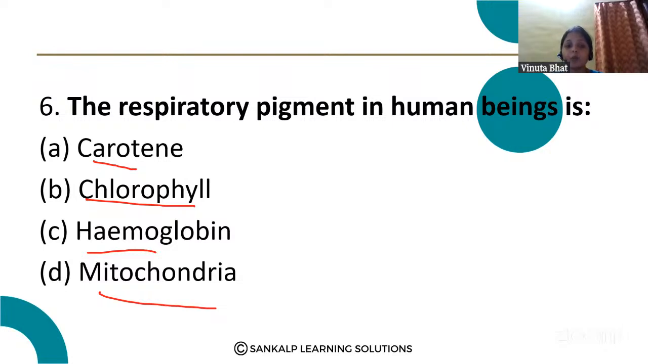And hemoglobin is the pigment that is called the respiratory pigment because it carries oxygen in human beings, it transports oxygen, it binds oxygen. Mitochondria is not a pigment, it is a cell organelle. Okay, so the correct answer is option C, hemoglobin.